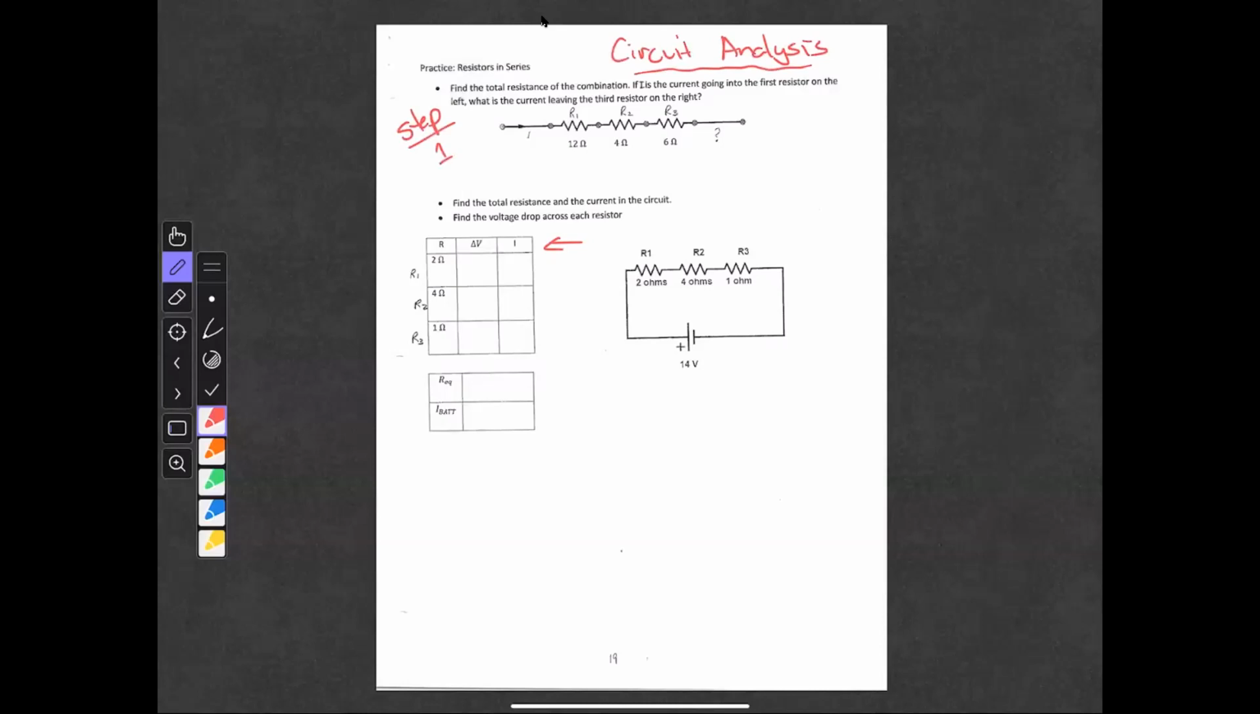Step one is to look at all of your resistors and classify what kind of circuit it is. Because there's only one pathway and they never branch, it's a series circuit. So if someone said, find the total resistance or the equivalent resistance for the circuit, you would go 12 plus 4 plus 6, or an R total of 22 ohms. That doesn't relate to the next problem, but that's how easy it is to start.